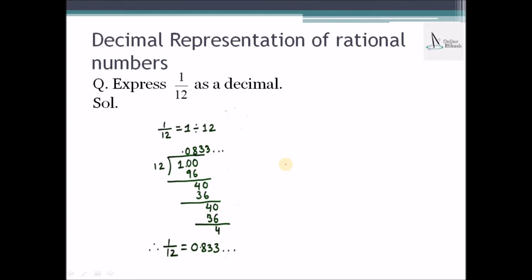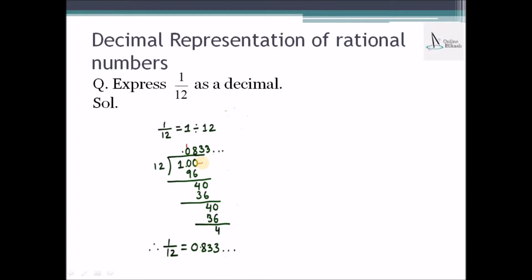Understood? Still the 10 is smaller than 12. Still you cannot divide the 10 by 12. So what we will do, we will need one more 0 after that 10. Because of that point, we cannot bring two zeros at the same time. You can bring only one 0 at one time. So to get another 0, you have to put 0 in the quotient after the point. This 0, you see, because of this 0, we got this 0.